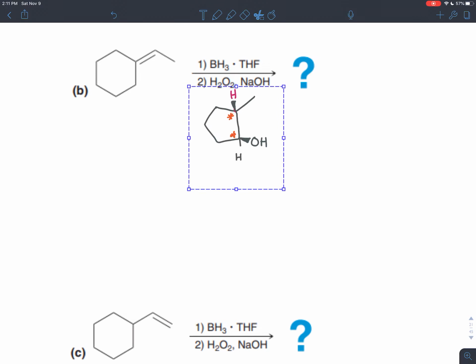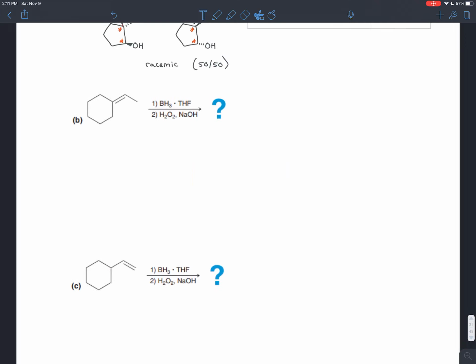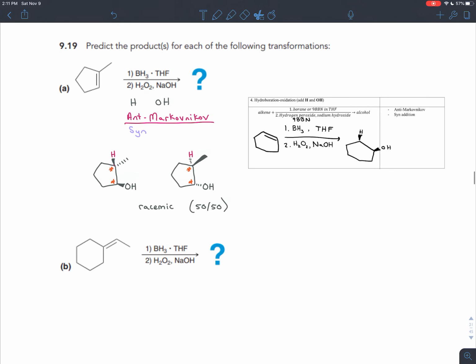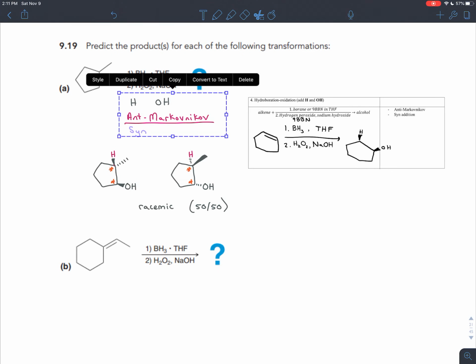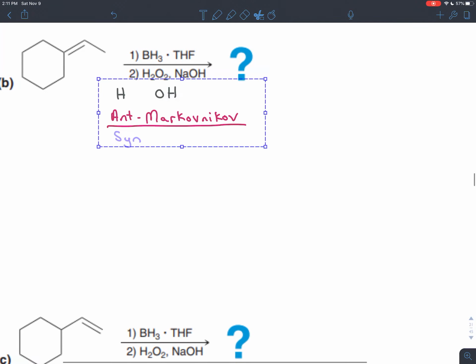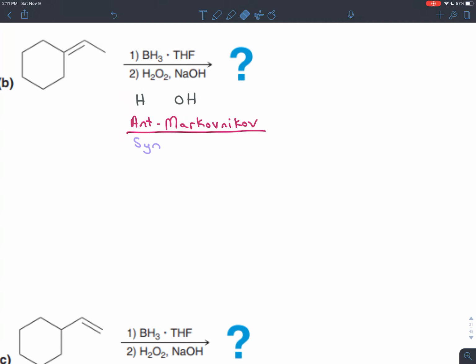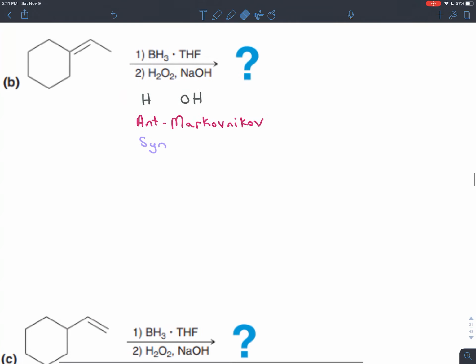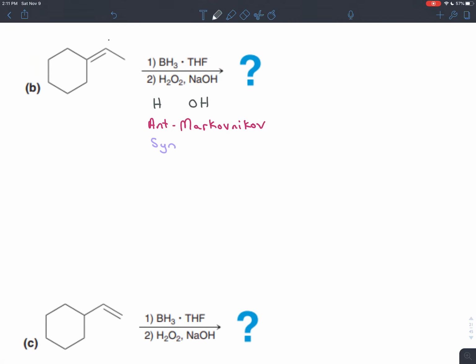So you know that you are going to be adding H and OH, anti-Markovnikov, and syn. Now that's only going to affect the pi bonds, so the sigma bonds will all be the same. So you can redraw the molecule with all the same sigma bonds, just don't include the pi bond.